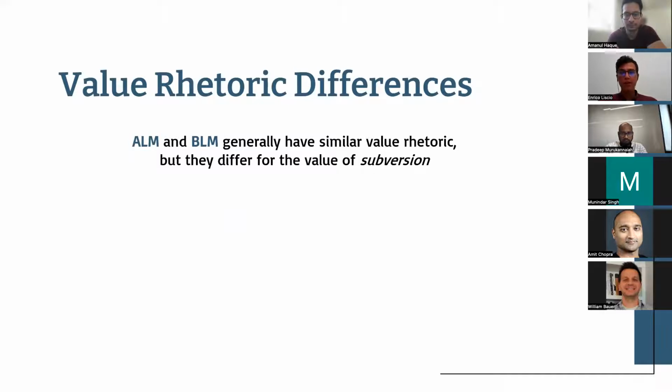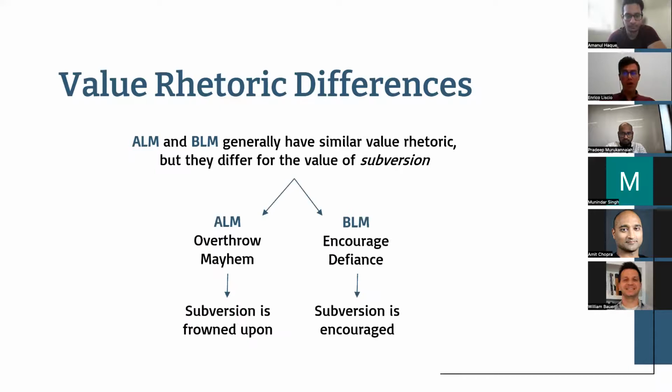In particular, we found differences when people talk about the value of subversion. So subversion is essentially talking about rebellion, subversion towards higher powers. And what we found is that in All Lives Matter, in ALM, subversion is expressed with negative words that put subversion in a negative light, such as overthrow, mayhem, which makes us conclude that subversion is frowned upon in this specific context. On the other hand, in Black Lives Matter, people express subversion with words such as encourage and defiance, which put the concept of subversion in a positive light.